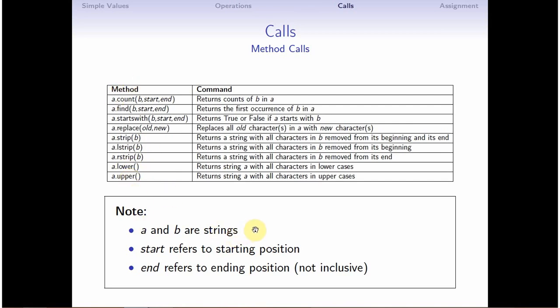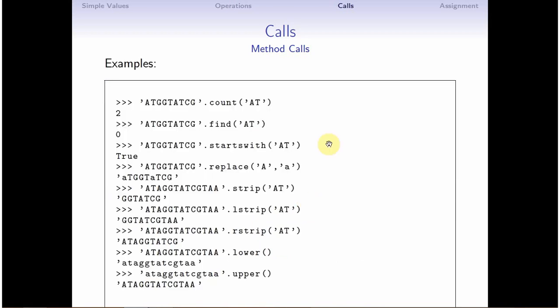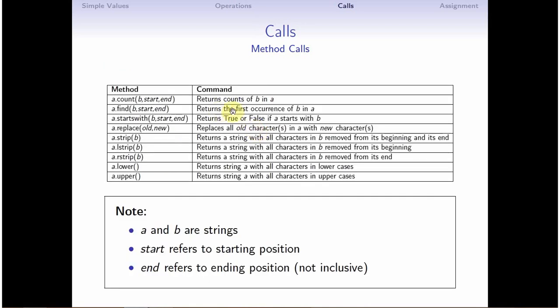Start refers to the starting position, end refers to the ending position. For example, here this is a string. Count AT: there are two. Manually we can count this, but in real life it's not possible if the DNA sequence is super long. Find: if you want to find AT, it will give you the first occurrence of B.